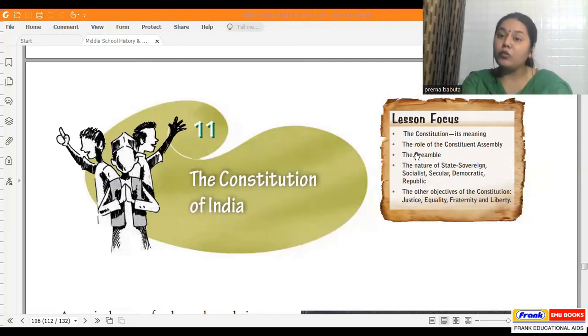Then we are going to talk about the preamble. The fourth topic is the nature of a state: sovereign, socialist, secular, democratic, and republic. Here, state refers to the entire country. So India is considered to be a sovereign, socialist, secular, democratic, and republic state. Then, what are the other objectives of the Constitution? Those related to justice, equality, fraternity, and liberty. We are going to be reading all about this in this chapter. All right, so let's move ahead.